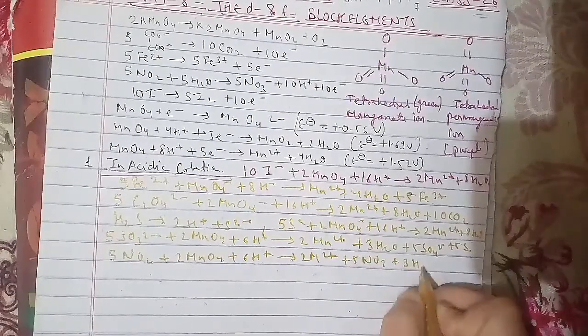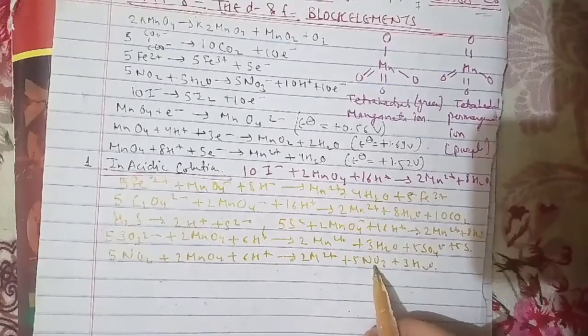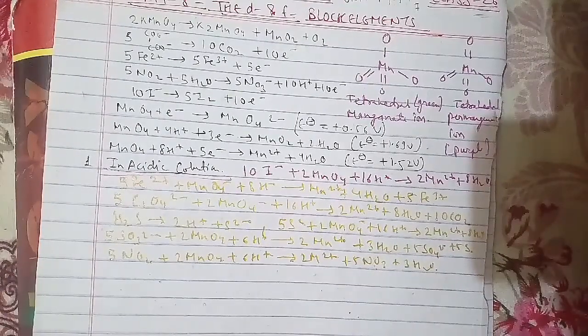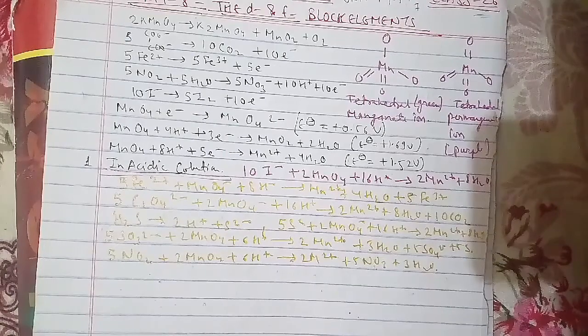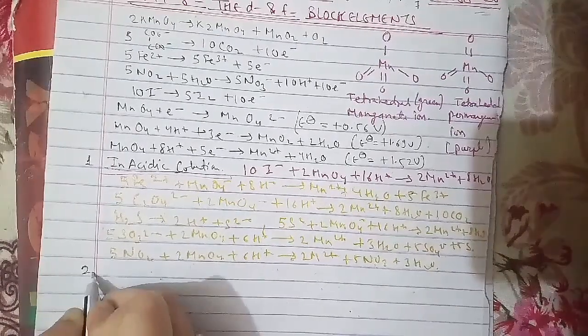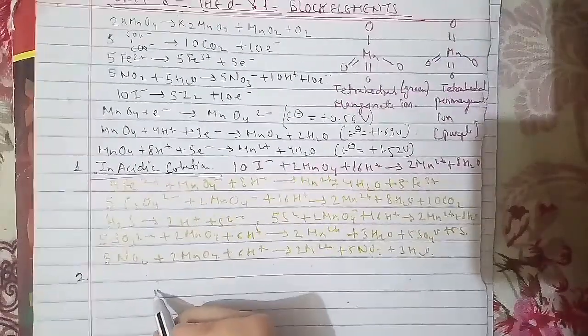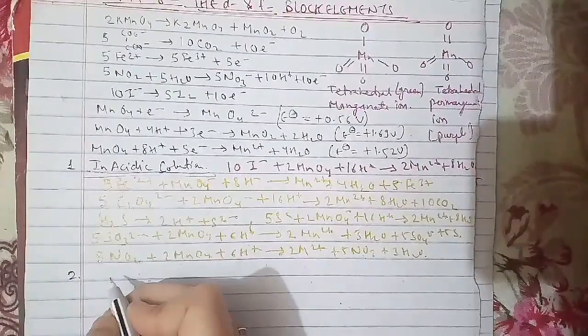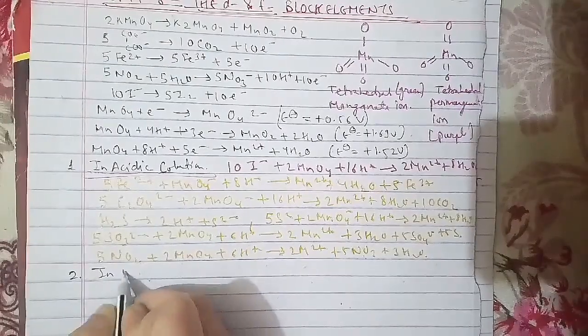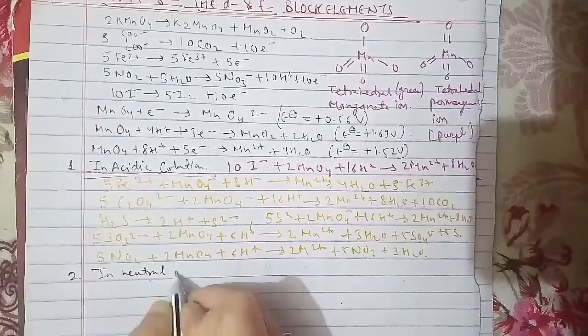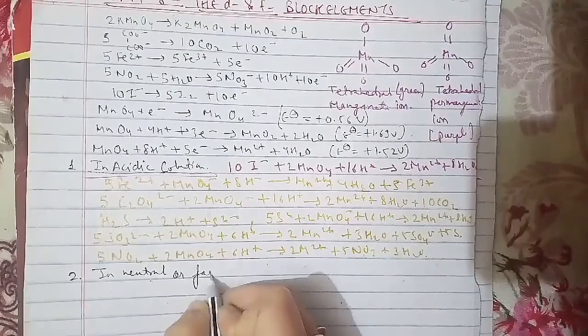Okay. In the same case, we'll talk about the second category, which is in a neutral or faintly alkaline solution that we have to discuss here, and that is also important. The first is in an acidic solution. The second we have is in neutral or faintly alkaline solution.